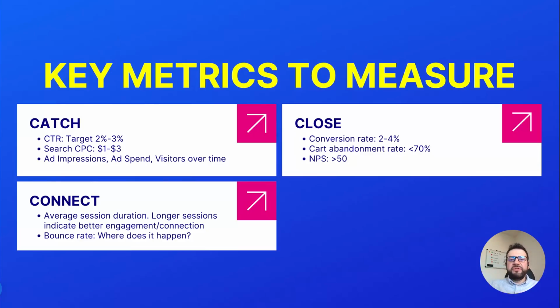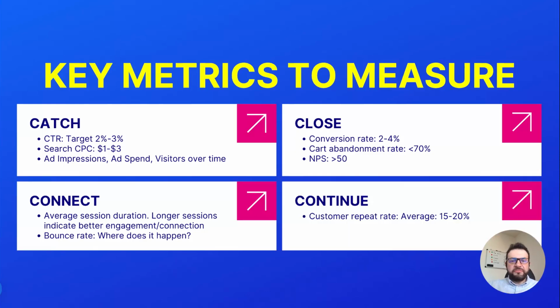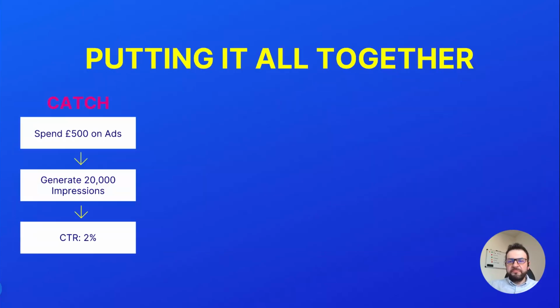Anything below 70% would probably be a good metric. A high cart abandonment rate is very big. And then also you've got cart retargeting to go after that. Net promoter score as well. So once people close, are they promoting your product? And then lastly, continue. Customer repeat rate. Averages across all industries are 15-20%. Anything better than that, you'd be above average in terms of customer repeat rate.